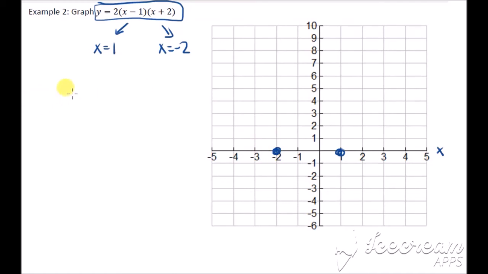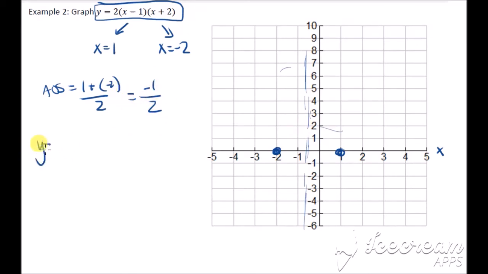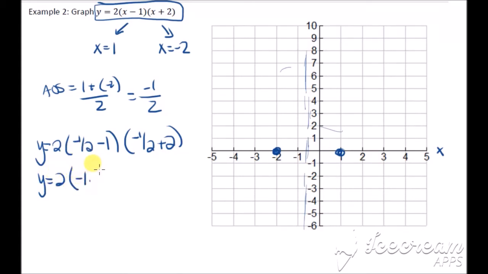If we wanted to find the axis of symmetry, we would add those up and average them out, divide by 2. So 1 minus 2, negative 1/2. So this would be our axis of symmetry. The only other point I would plot is the vertex itself. We can take this axis of symmetry and sub it into the original. So negative 1/2 minus 1, and then negative 1/2 plus 2. So y equals negative 1.5 times 1.5.